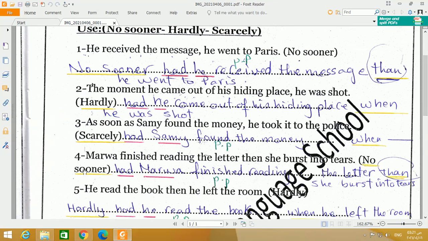Okay, number four, Marwa finished reading the letter, then she burst into tears. She cried hardly or heavily. No sooner had Marwa, here subject, then past participle, reading the letter, then she burst into tears. She started to cry very hard.